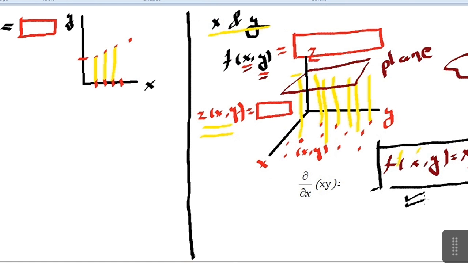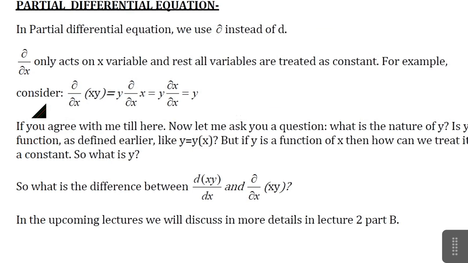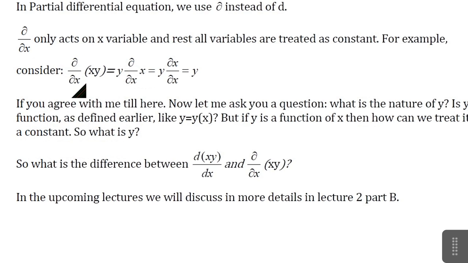You can do it by hand, or we have software nowadays to plot graphs like this. You can use Origin, MATLAB, Mathematica. There are various software packages you can use. Okay, so I hope you understand partial differential equations here. The question they have ended this section with is: what is the difference between d by dx of xy and del by del x of xy, that is partial differentiation.